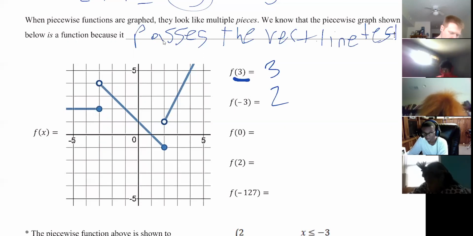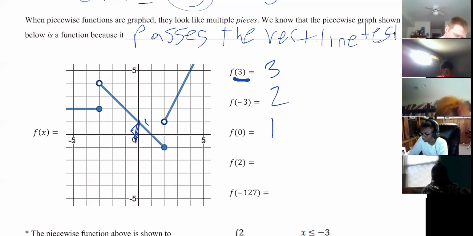What would f of 0 be? It would be 1, right? Because you would go to 0 on your x-axis and you would see to get to your function, it's just up 1.